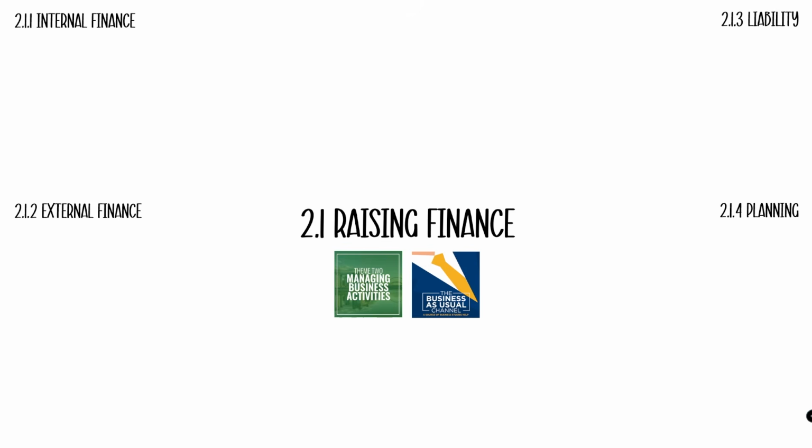So let's get started. 2.1.1 and 2.1.2 are very closely linked, of course, internal and external finance. They're all about the sources of finance available to a business. I actually teach these together. So if we start with internal finance, it is the finance that comes from within the business. And there are a couple of sources that businesses will use when gaining internal finance.